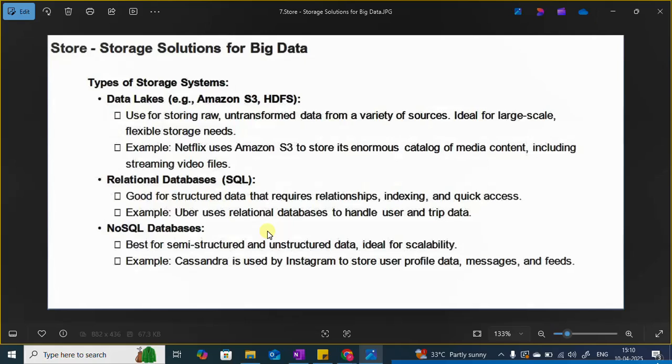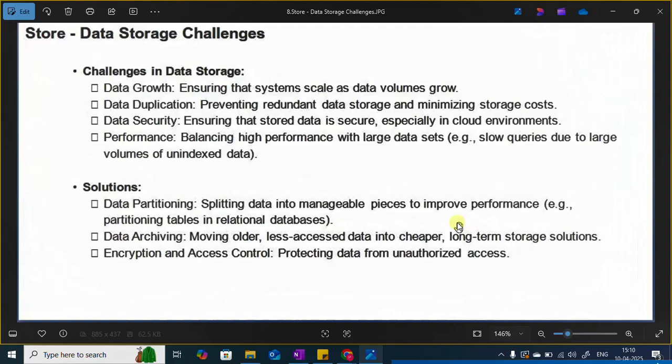Relational databases, good for structured data that requires relationships, indexing and quick access. Example, Uber uses relational databases to handle user and trip data. NoSQL databases, best for semi-structured and unstructured data, ideal for scalability. Example, Cassandra is used by Instagram to store user profile data, messages, and feeds. Clear? Now, what are the different challenges that we face as part of data storage?